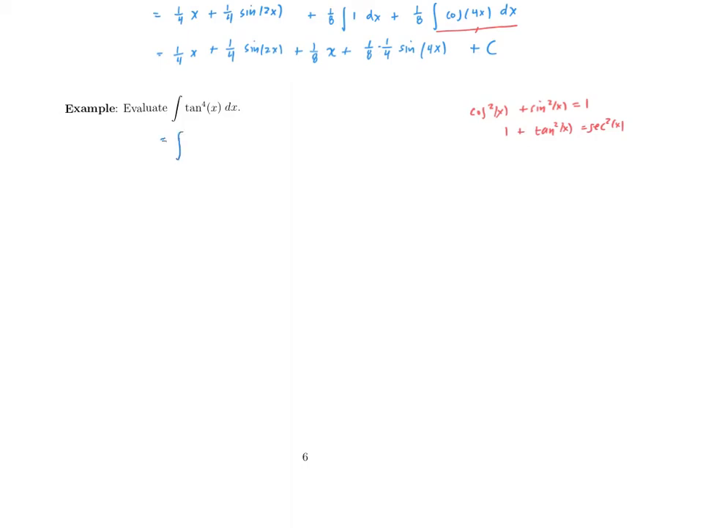So we can rewrite tangent to the fourth as tangent squared times tangent squared. And once we've rewritten in this form of tangent squared times tangent squared, let's go ahead and rewrite tangent squared using our Pythagorean identity. That is, we can replace, and we'll just do one of them, let's say the second one, with secant squared minus 1.